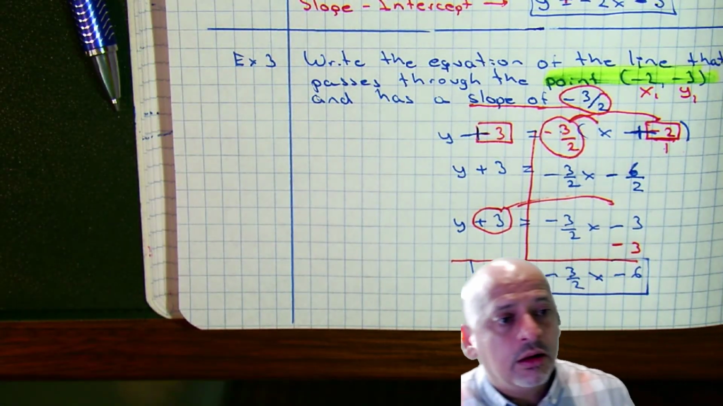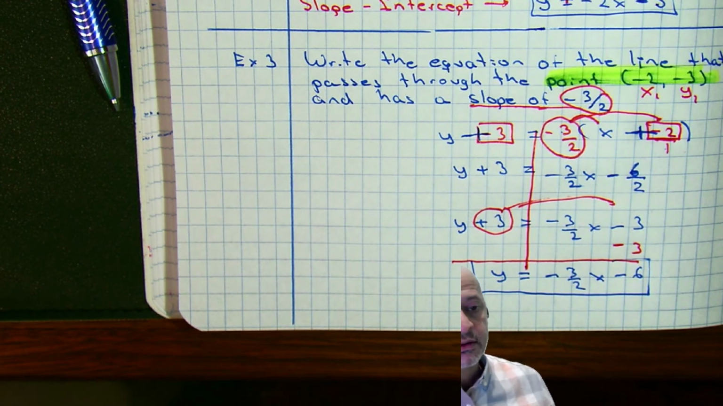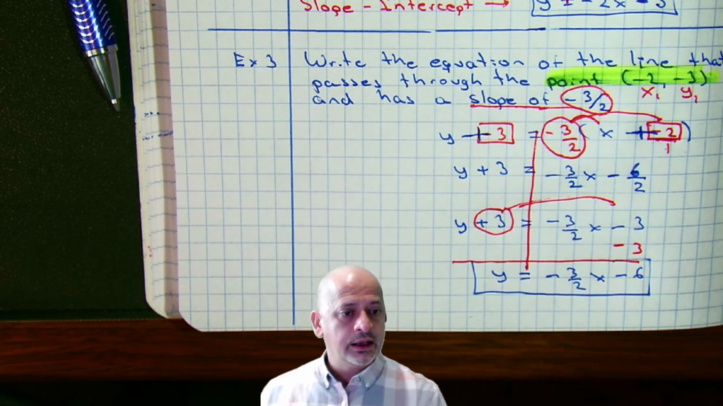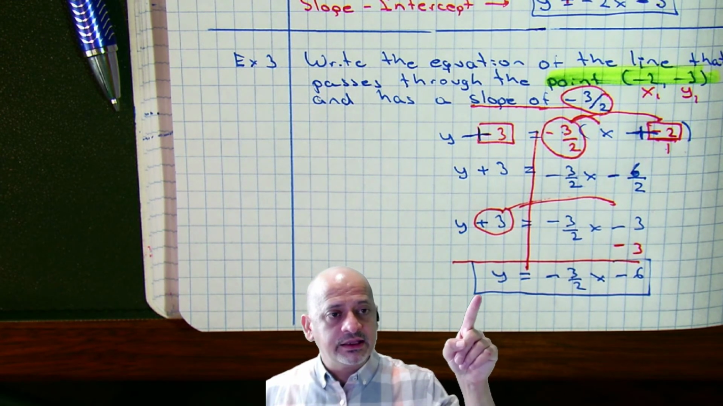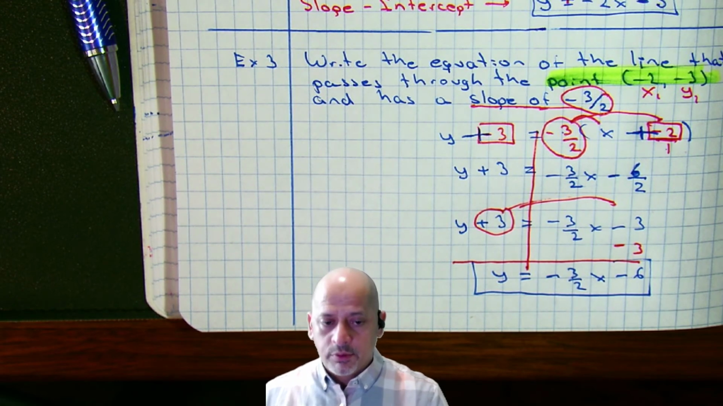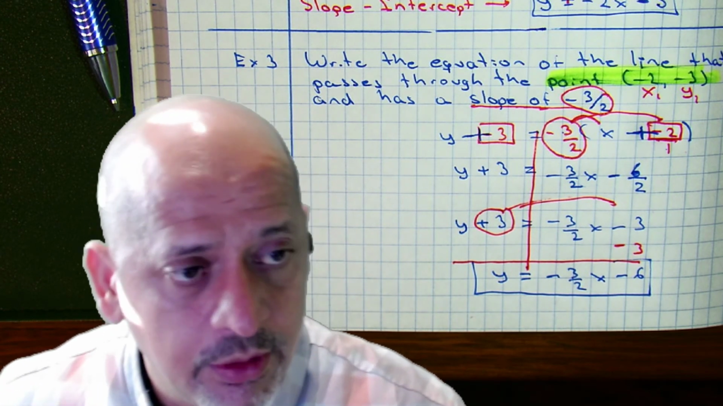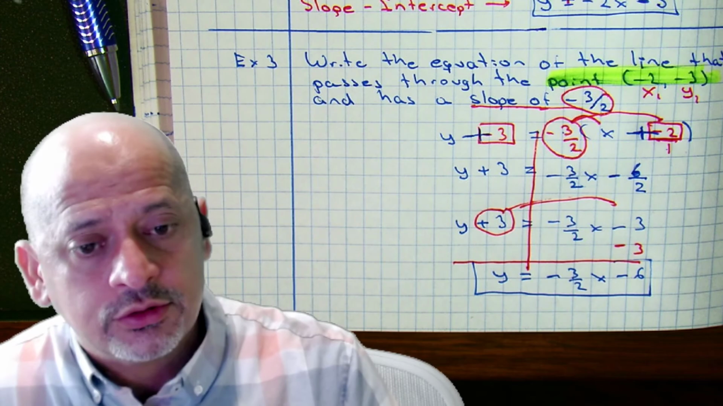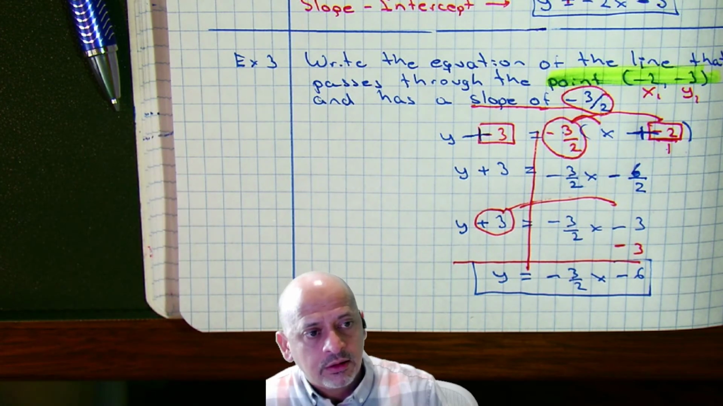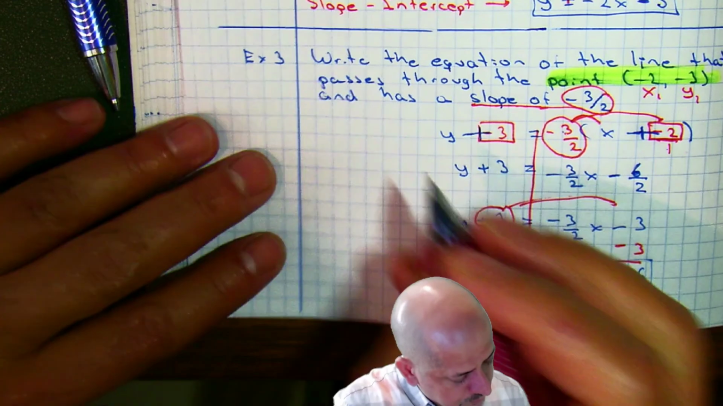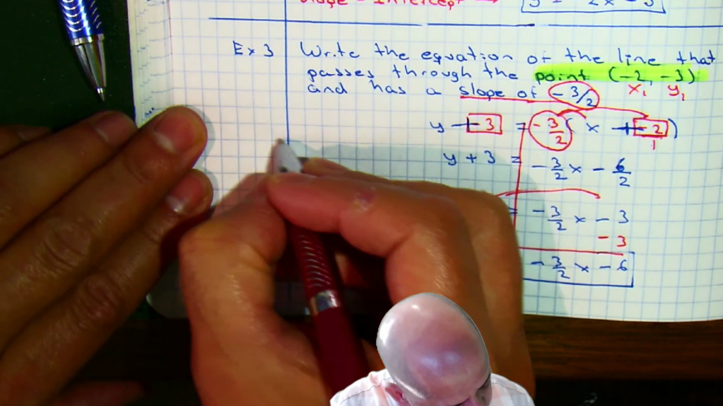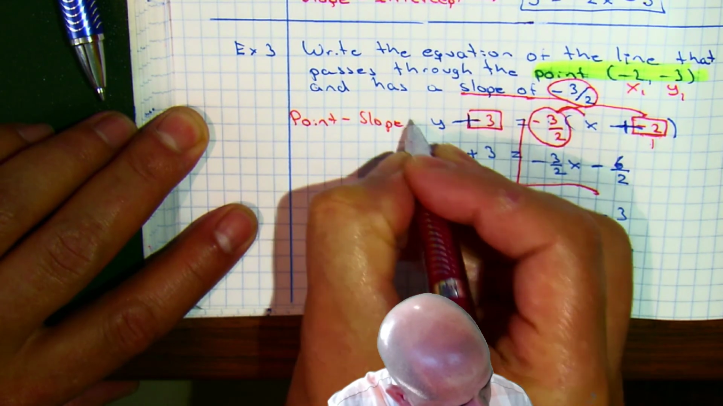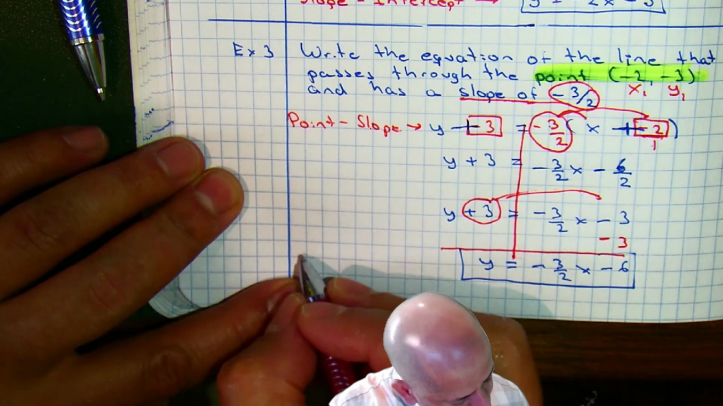And now, let's go and label our graphs. So I'm going to go and label my graph. And I know that this graph is in slope-intercept form. And this one is in point-slope form. So let's go and write that down. This is point-slope form. And this is in slope-intercept form.